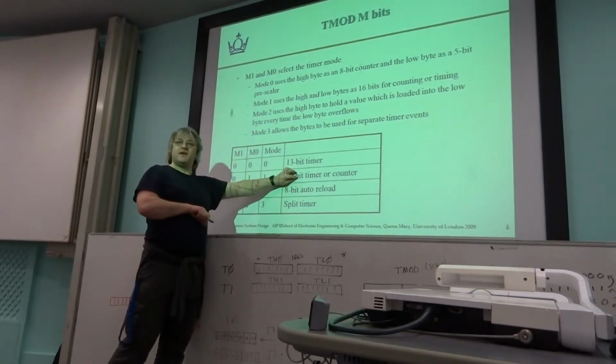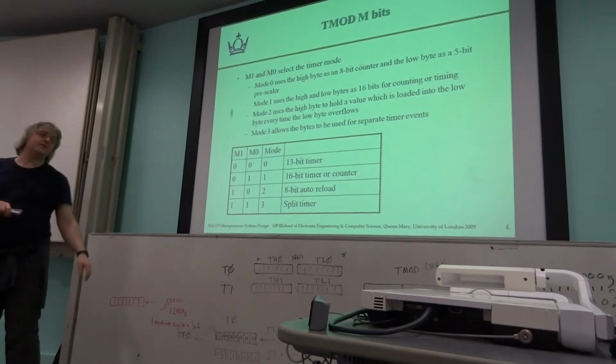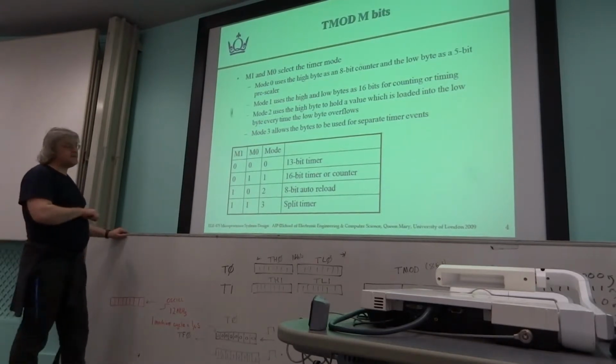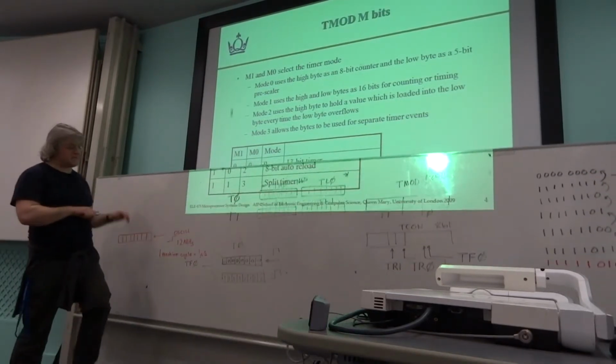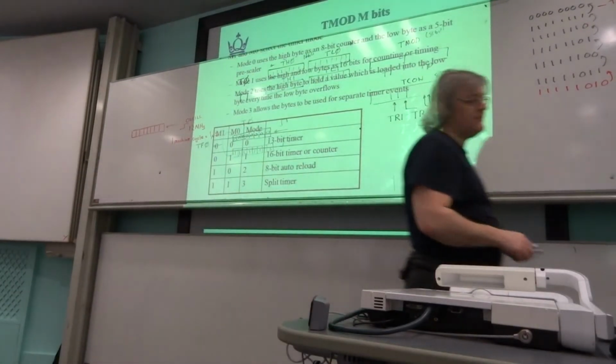Put that to one side for a minute, and now let's talk about mode 2. Mode 2 basically takes a 16-bit timer and uses it as two 8-bit entities. And I'll show you how it works.